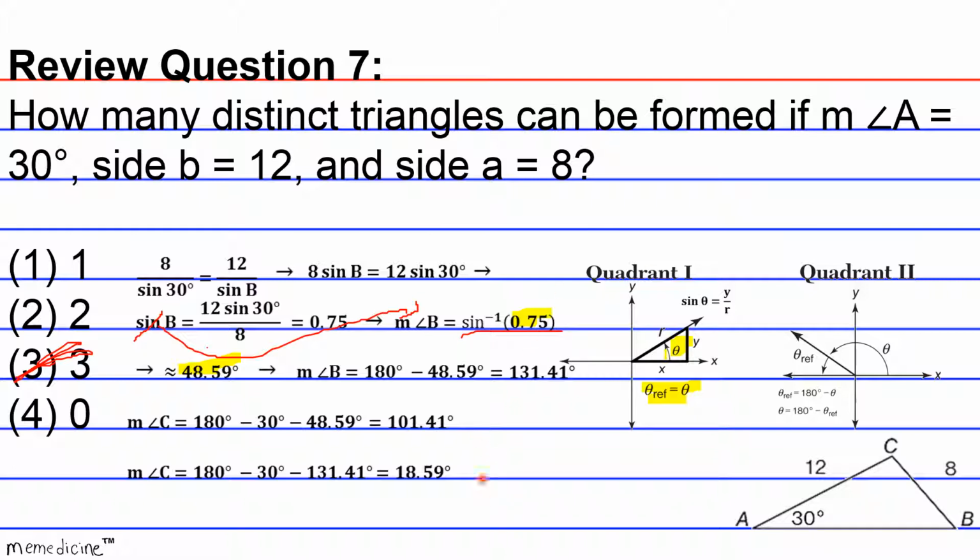Therefore, there are two possibilities, because all three of these angles can occur. So this can occur with this, as well as this could occur with this, okay? The correct answer choice is going to be answer choice 2. There are 2 possible distinct triangles with the given dimensions in the question stem.